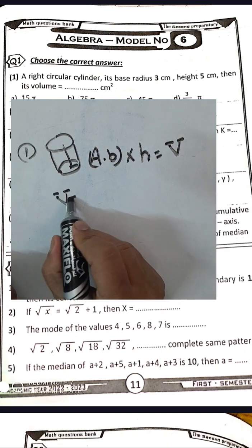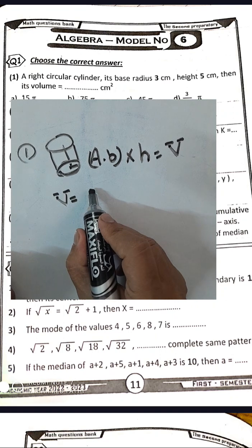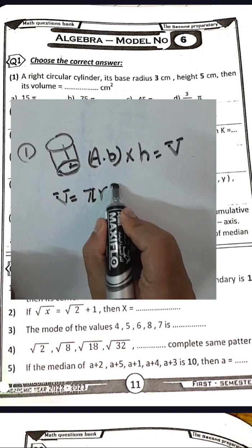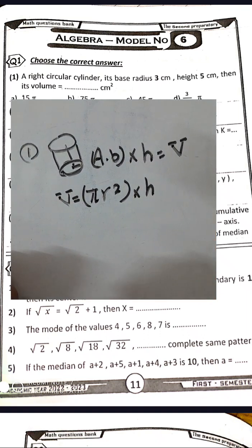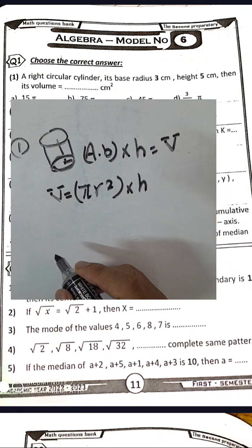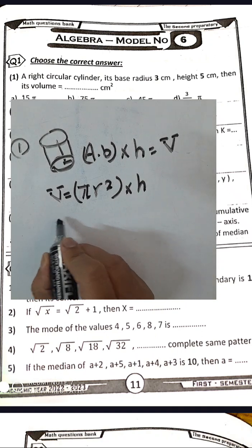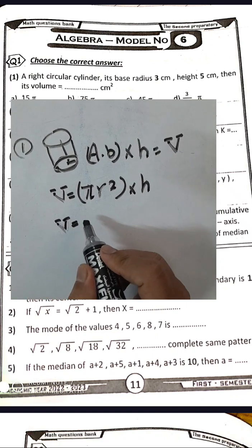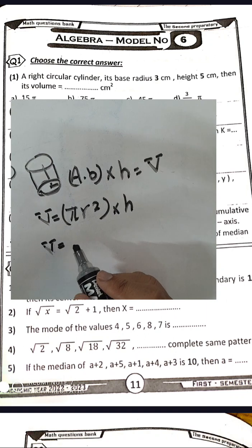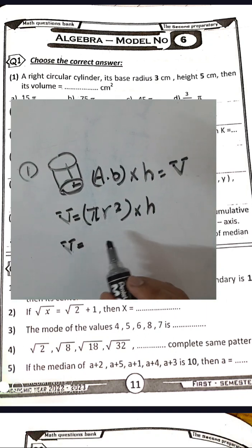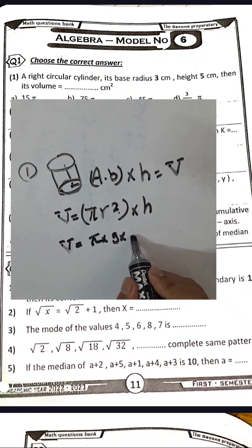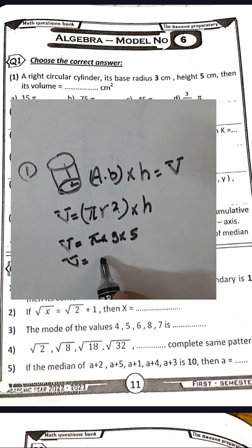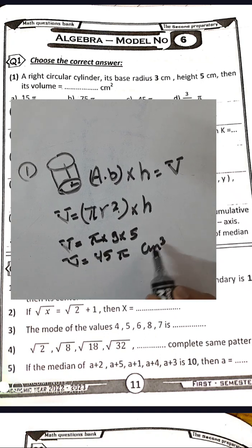Then the volume equals the area of the base, which is a circle, πr squared, times the height. In this example, the height is 5 and the radius is 3. Then 3 squared is 9, times the height 5. So 5 times 5 times 9 equals 45 cubic centimeters.